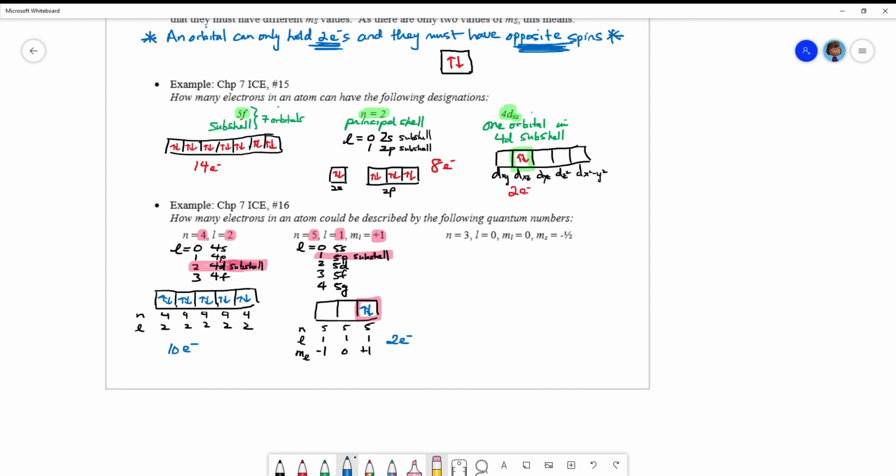Okay, in our third example, we're going to start out with n equals 3. Now we know that when n is equal to 3, l can take on values of 0, 1, and 2, meaning that we can have a 3s subshell, a 3p subshell, and a 3d subshell. Now, the l value specified here is 0, and that means we're interested in focusing on the 3s subshell.